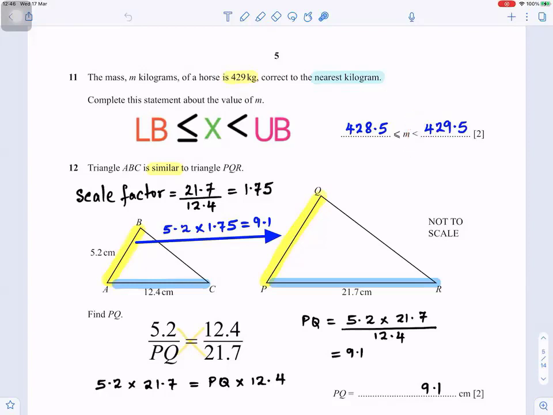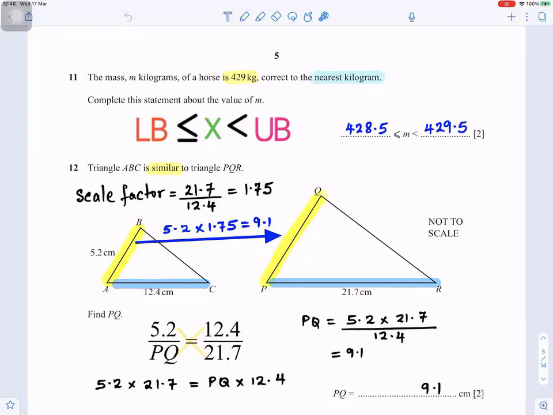Question number 12. Triangle ABC is similar to triangle PQR. Find PQ. We look at the two triangles. They are similar triangles, so look for similar sides. I've colored it yellow and yellow, those are two similar sides. Blue and blue, two similar sides. So you want to find the scale factor: the long side divided by the short side. 21.7 divided by 12.4 gives you 1.75, which is the scale factor. So to go from the smaller triangle to the big triangle, you times 1.75. So 5.2 times 1.75 gives you 9.1. So your answer is 9.1.